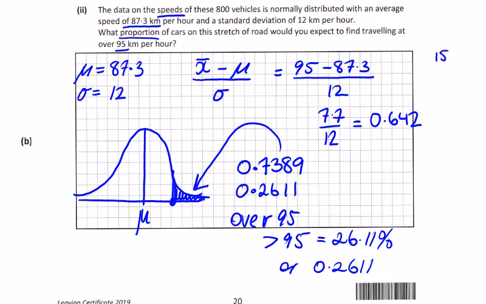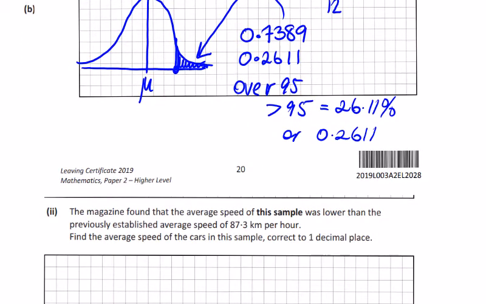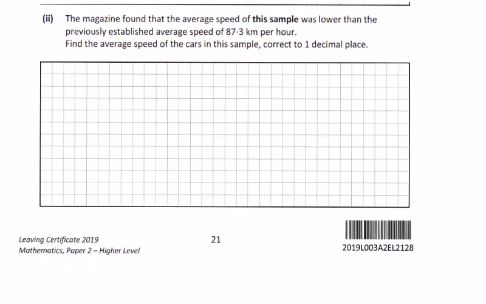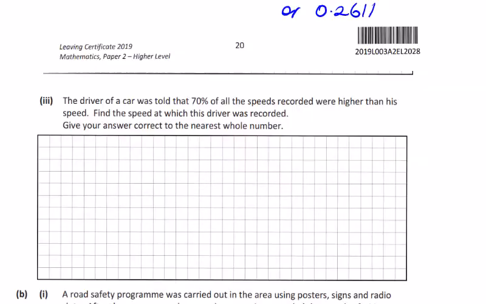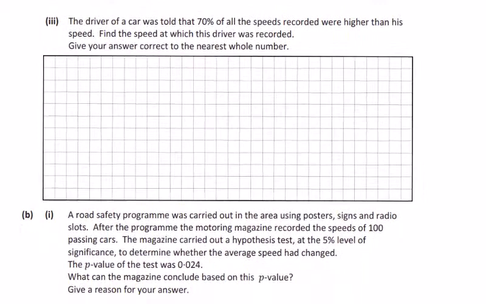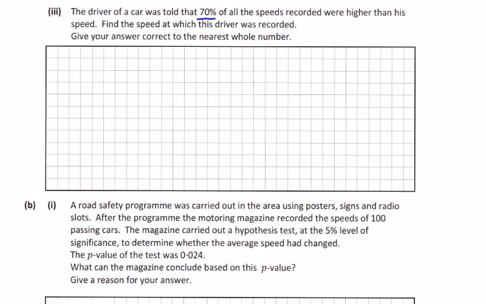That was 15 marks in 2019 to add to the 10 from part 1, 25 out of 45. Nice easy giveaway marks in statistics in the Leaving Cert. Next, the magazine found the average speed of this sample was lower than the previous established average speed. Find the average speed of cars in this sample, correct to 1 dp. I'm skipping a part. Part 3 is actually this one. The driver of a car was told 70% of all speeds recorded were higher than his speed. Find the speed at which the driver was recorded and give your answer correct to the nearest whole number.